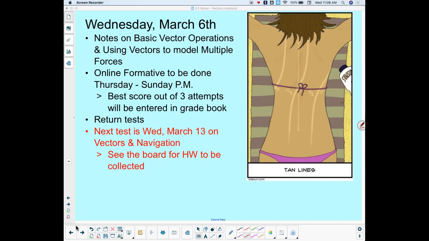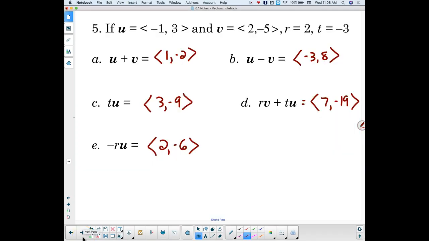If you get a perfect score, and it'll tell you what your score is out of, you don't have to go on to your second or third attempts. Or if you get a perfect score in your second attempt, you're good then. If you want to go on and try it a third time, I'm not going to stop you. So there are the answers to number 5 again.